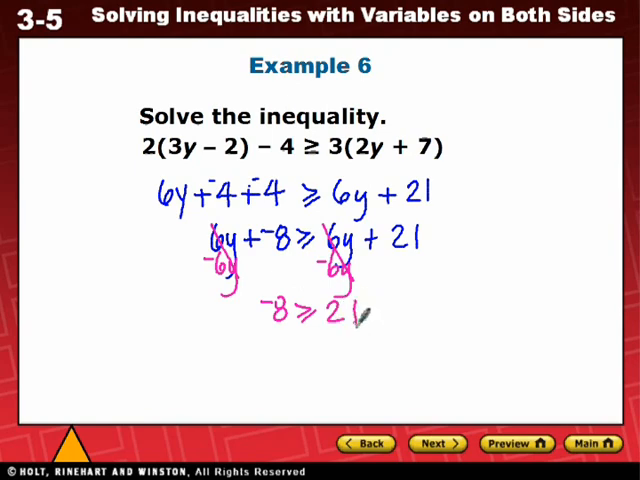Well, negative 8 is not greater than 21. That's false. Right? So that means there are no numbers that you can plug in for y to ever make this true. Now, if I've left you wondering things, if you've got questions, now's a really good time to jot them down on page 40 so that you can ask me those questions tomorrow. That way you'll remember. That's it. See you tomorrow.